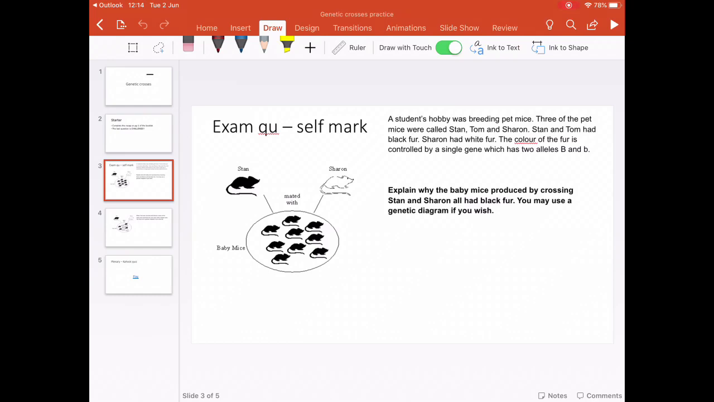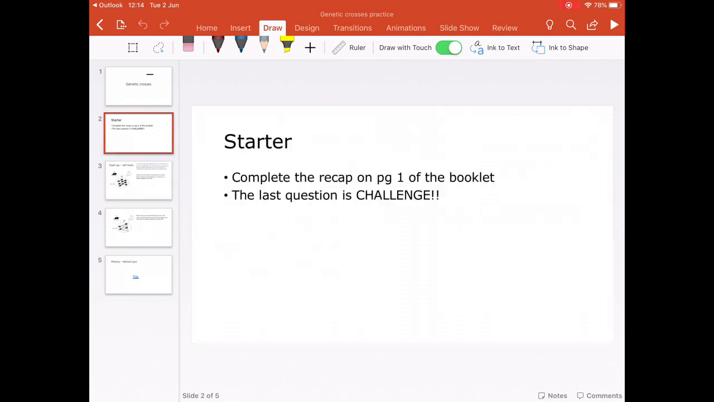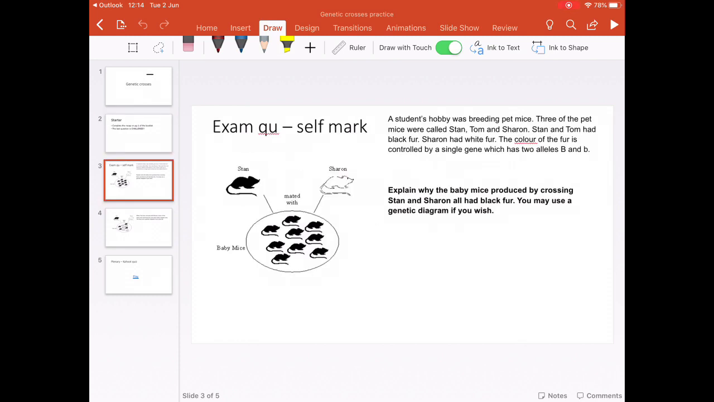Okay, so I'm just going to talk to you now about this exam question, make sure everyone understands where the answers came from. So as always with these, it's really important that you draw out a Punnett square. So we're going to draw our little noughts and crosses grid first.